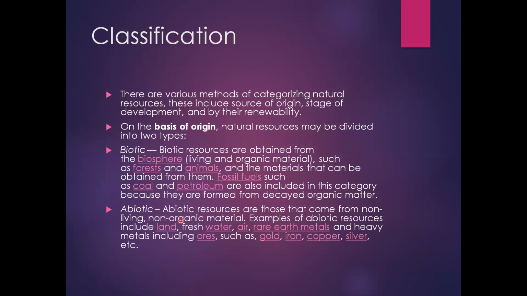On the other hand, abiotic resources are those that come from non-living, non-organic material. For example, land, water, air, earth, metals, and heavy metals: gold, iron, copper, silver. These are purely made inside the earth and are present inside the earth, and they have no connection with any living material. So we call those abiotic.